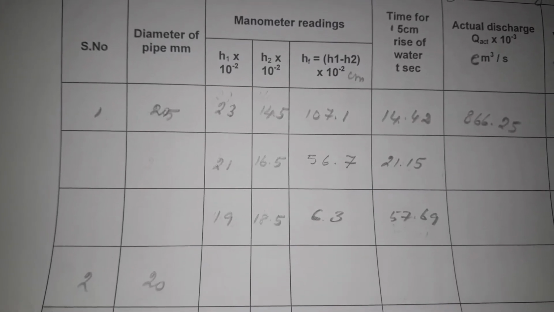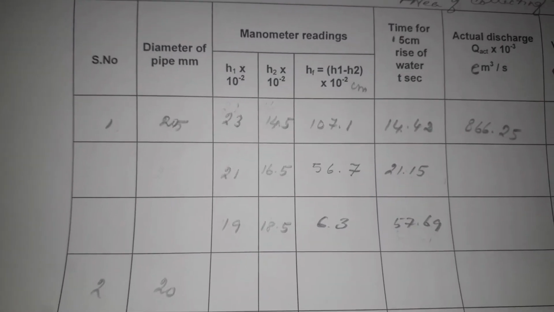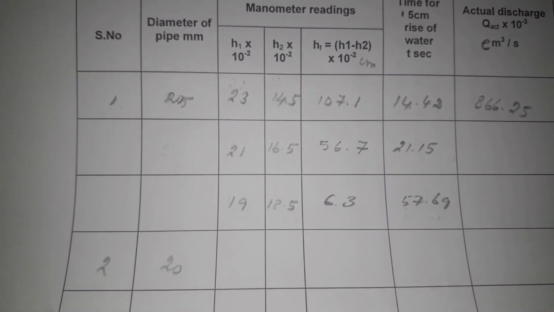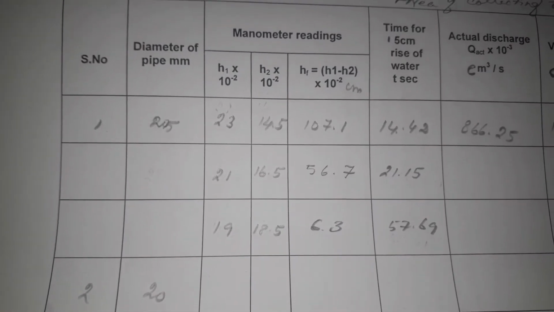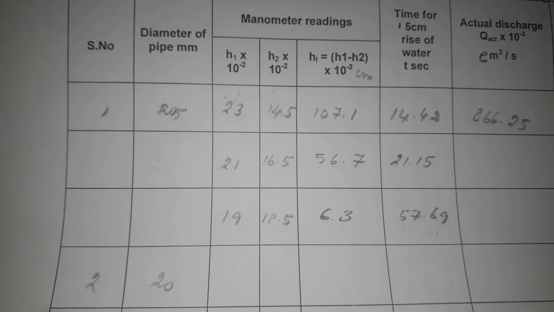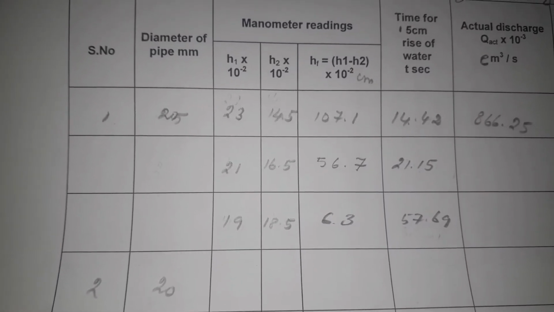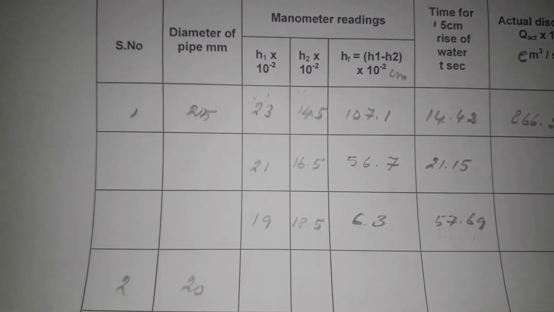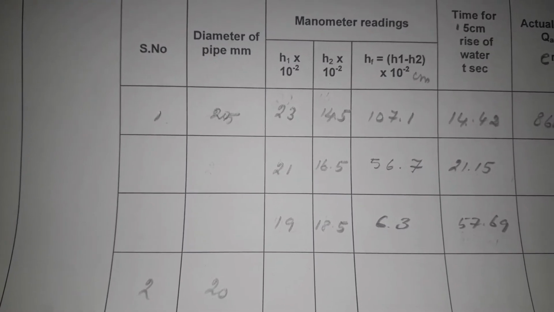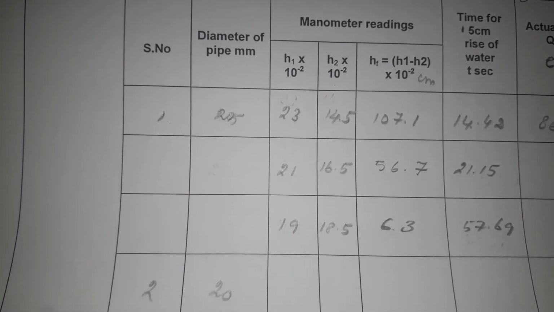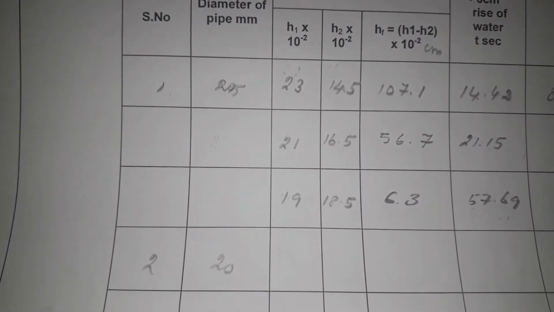Now I am going to calculate the friction pipe calculation. This is the friction pipe tabulation. Diameter of the pipes are 25 and 20. Two different diameter pipes are used here. First one is 25 mm. With respect to 25 mm diameter, what are the manometer readings? All the values are tabulated here, and the times are also noted. The time for 5 centimeter rise of water, all the values are noted and tabulated here.